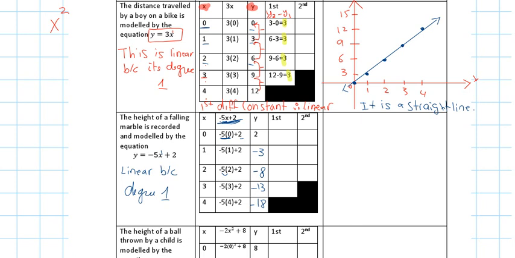Now I have to find the first difference. Okay? If I'm finding the first difference, that means I'm subtracting the lower y value from the higher one. Remember, it's y2 minus y1. So if I subtract negative 3, take away 2, what does that give me? Negative 5. Okay? You're at negative 3, you're going down 2.